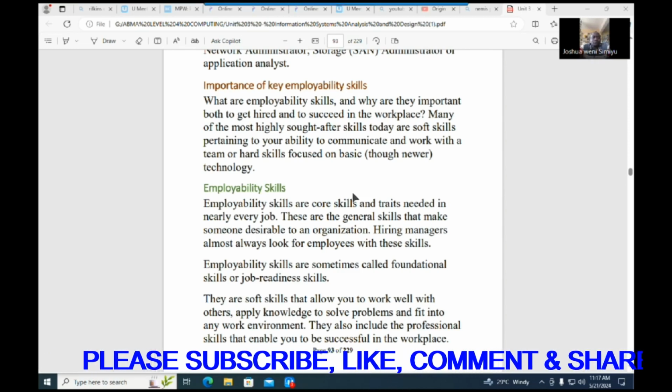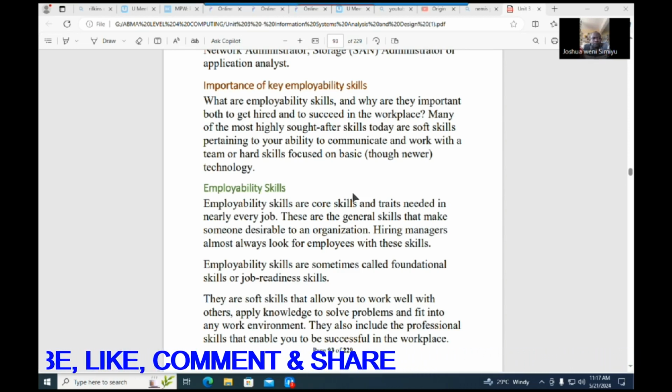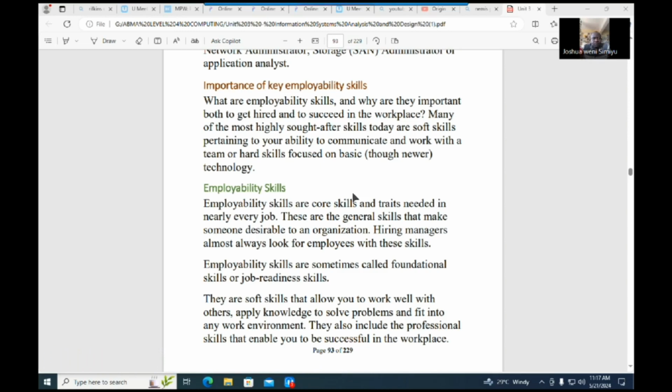These are skills that are highly sought out by employers in today's market. They are majorly soft skills. Soft skills pertain to the ability to communicate and the ability to work with a team, and we also have hard skills that focus on basic technology.